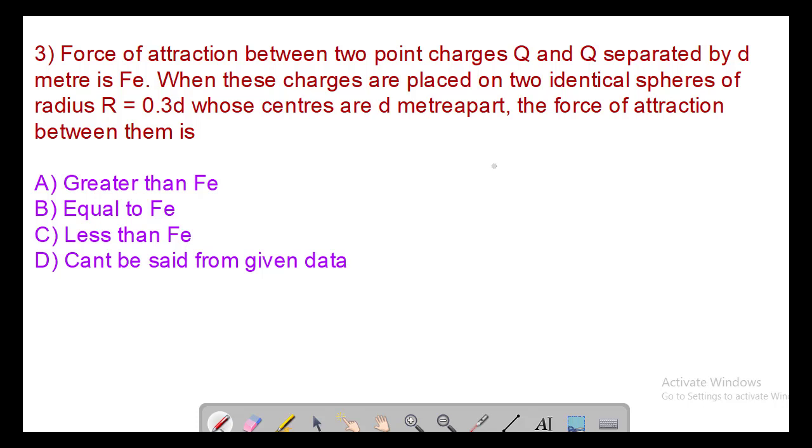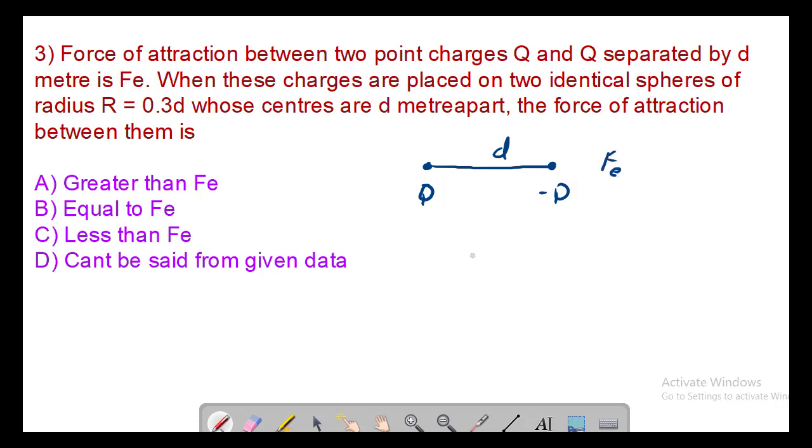So what are we given? We are given 2 point charges. Let me draw this point charge. This is another point charge. Because it is given force of attraction, one may be q, other may be minus q. Both are of magnitude q, and the distance of separation is d. So the force of attraction between them is Fe.